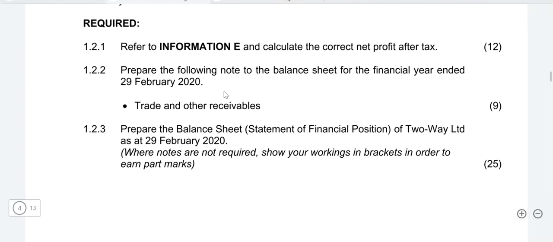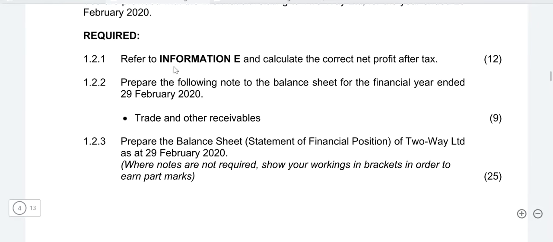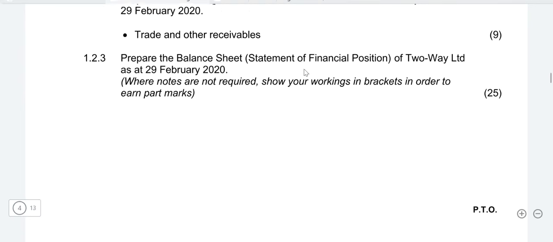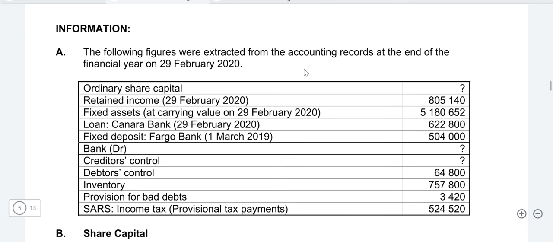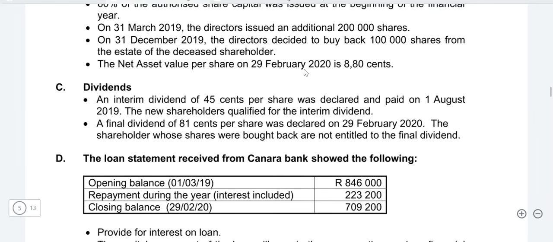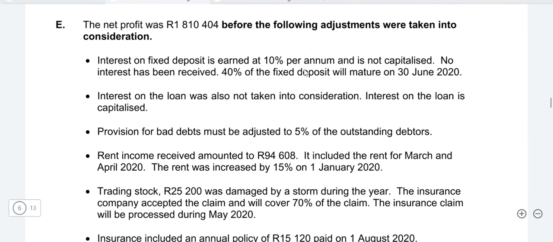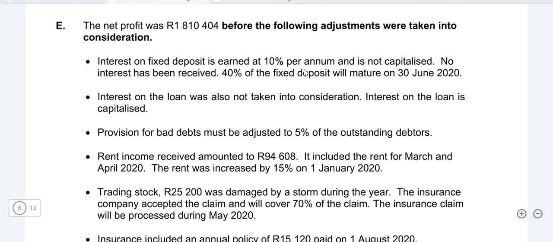Now from here, we are told to prepare, referring to the information, and calculate the correct net profit after tax, and this is taking 12 marks in the examination. So we need to make sure we pay attention to what we are given. Most of the time, they are going to give you some extracts that you are going to use. And remember, they said we need to focus on extract number E.